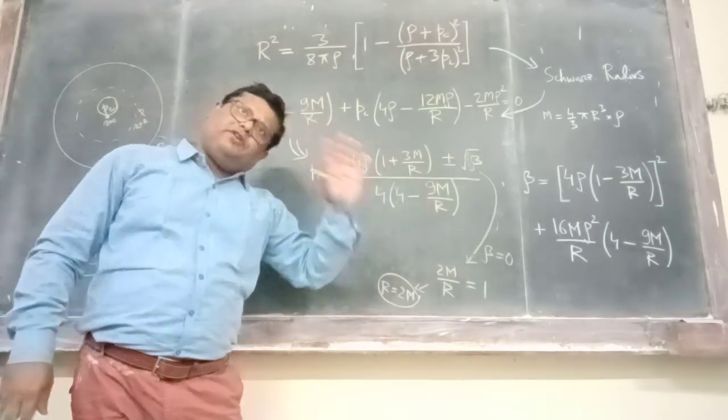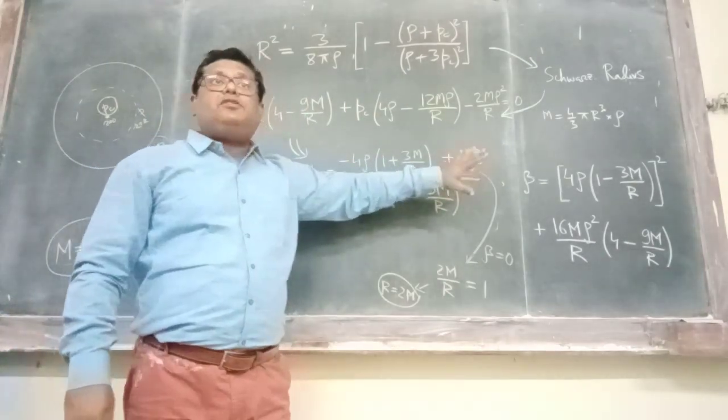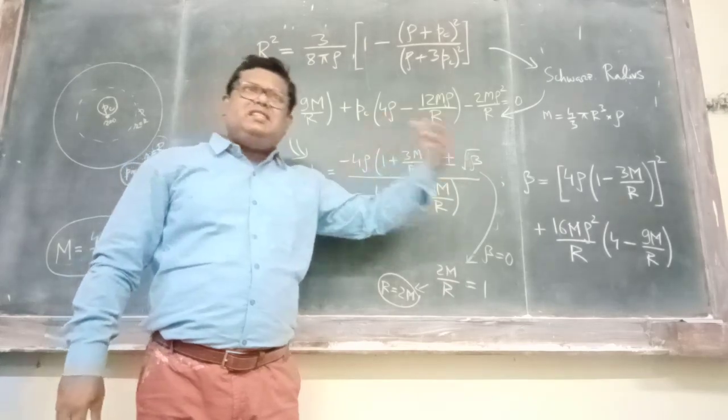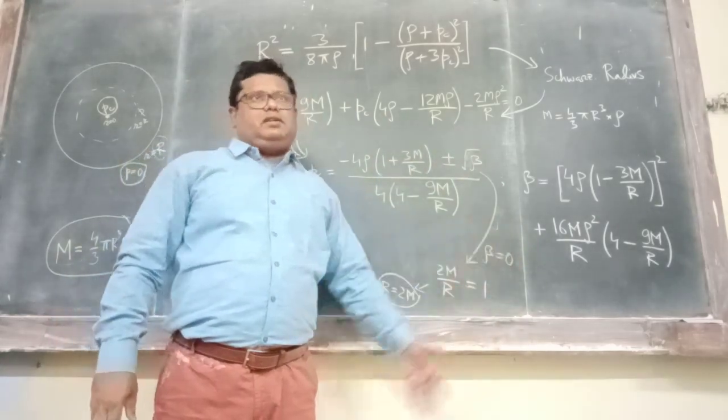Yes, beta must be greater than 0. You can check for yourself. But somewhere it has to start from 0, and it is much easier to calculate. That's why I did this.